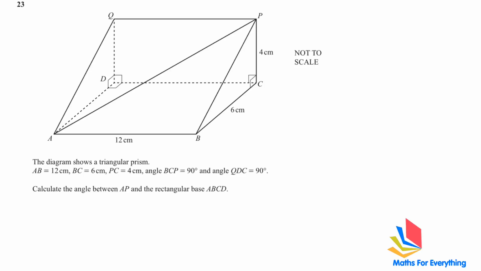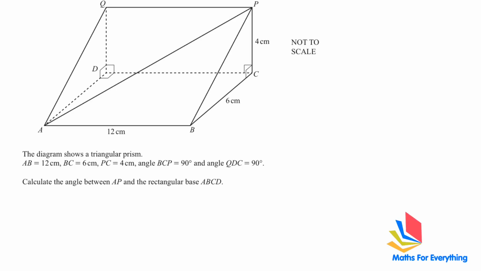Question number 23. We have been given a triangular prism and the dimensions have been given to us. We have to find the angle AP and the rectangular base ABCD. So we need to find this angle here that makes with the base ABCD.